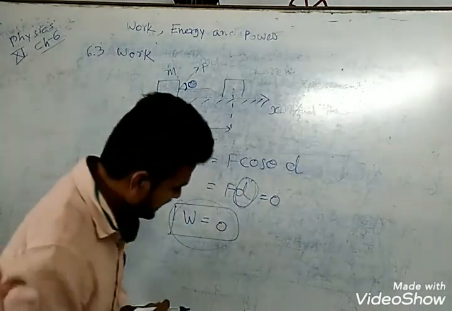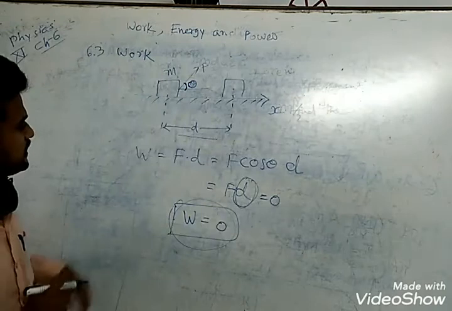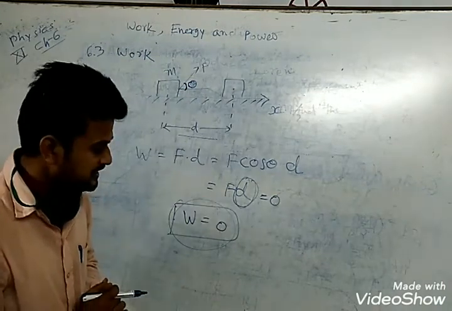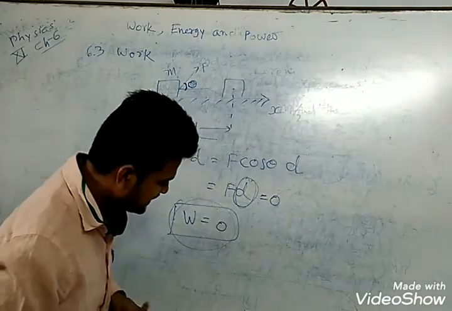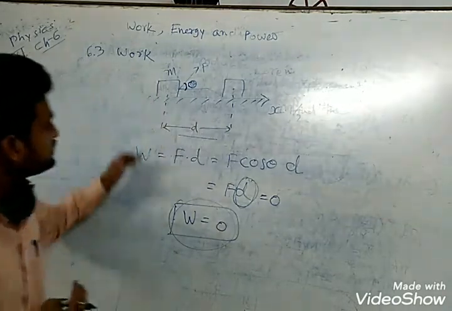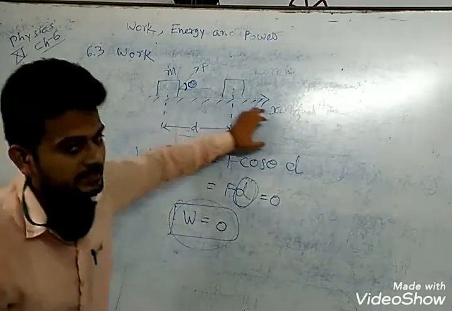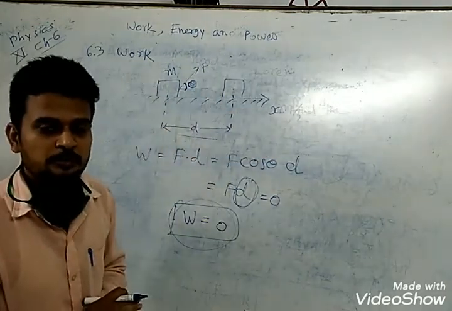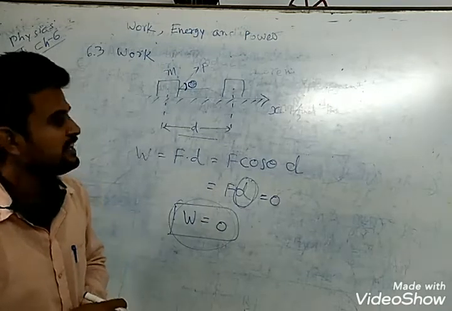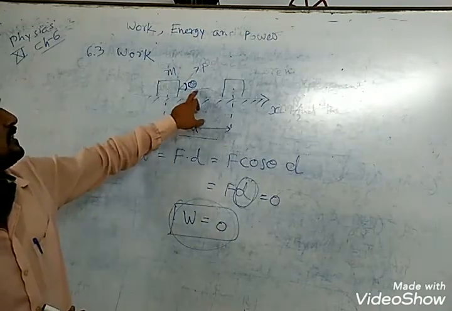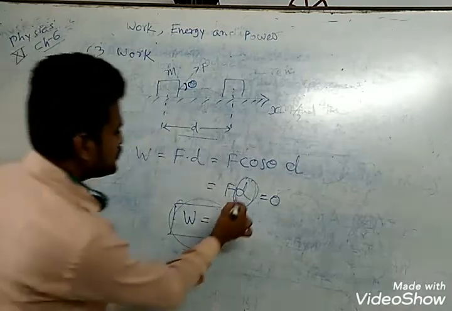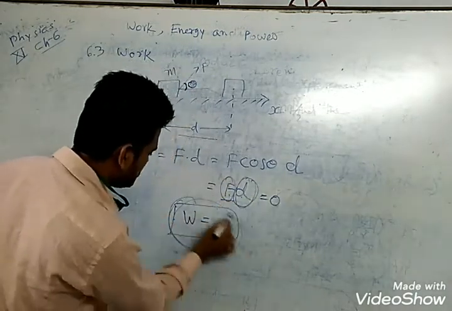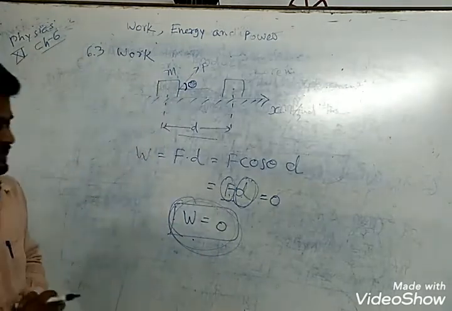Now in the second case, F is equal to 0. One block is moving smoothly, which means the friction force is equal to 0. Friction is equal to 0. So in this case, work is equal to 0. So F into d, this one portion is 0. So W is equal to 0.